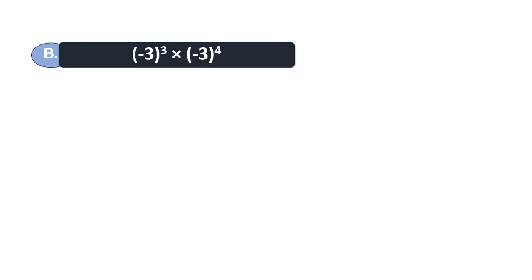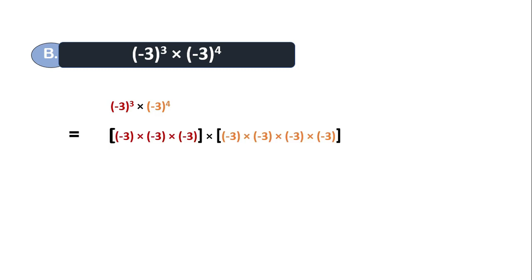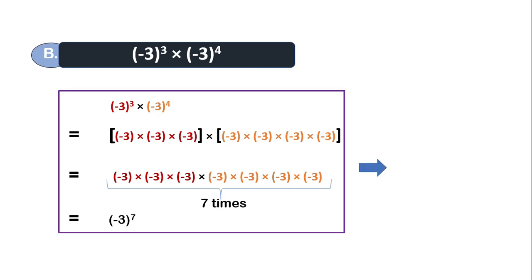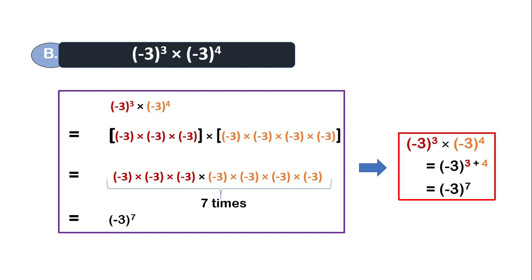In part B, we have negative 3 cubed times negative 3 to the power of 4. Now let's expand them also. And we will come up with negative 3 seven times. And so this is negative 3 to the power of 7. Now, like how we saw in part A, since the bases are the same, we can simply add the exponents. That is negative 3 to the power of 3 plus 4, such that we get negative 3 to the power of 7.